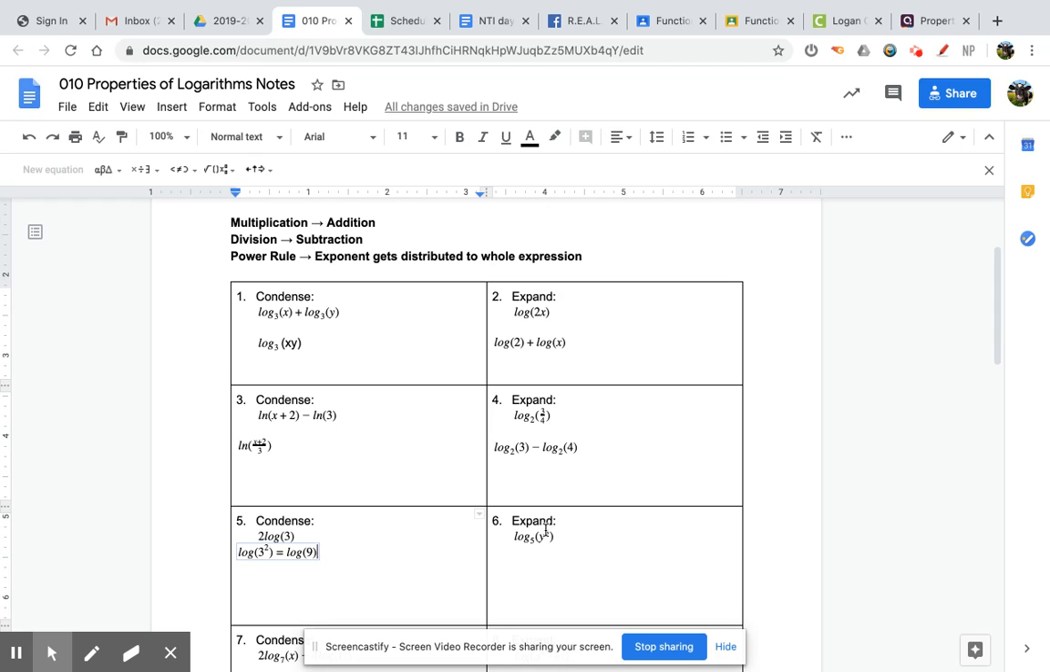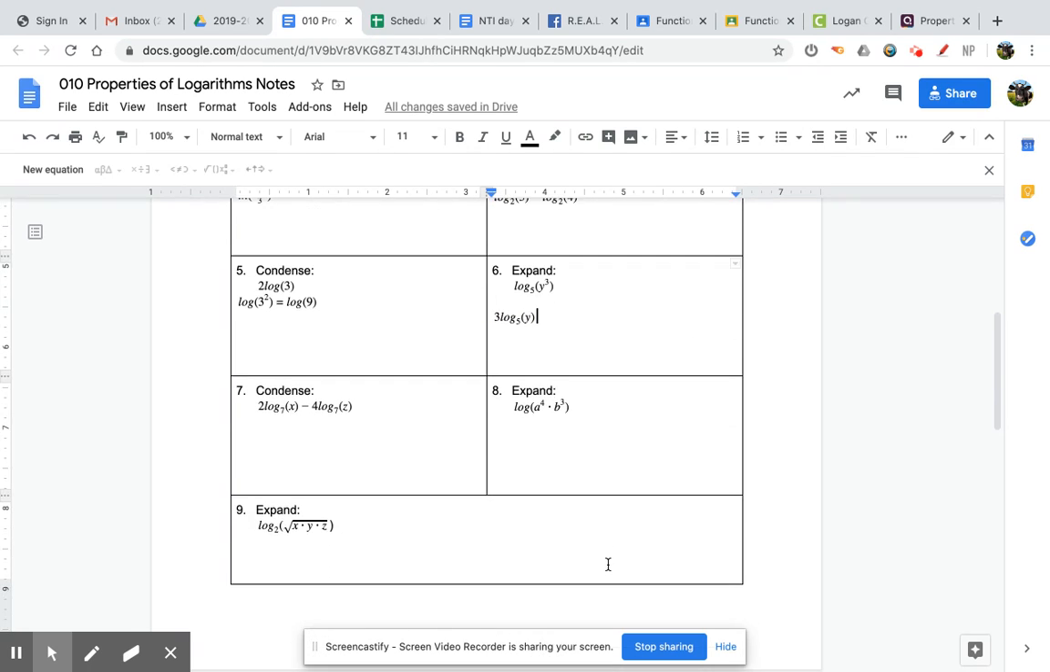This 3 is already an exponent. So if I want to expand it, if I want to make it bigger, what can I do? Well, the power rule tells me that an exponent gets distributed to the whole expression. So I'm going to take that 3 and move it down to the front so that it's distributed to the whole expression. So it's now read as 3 log base 5 of y. And then you're done right there.